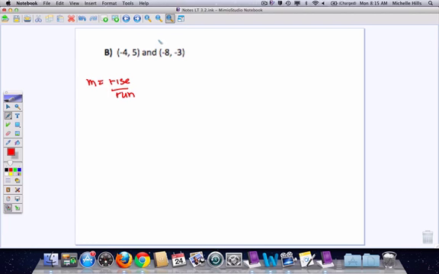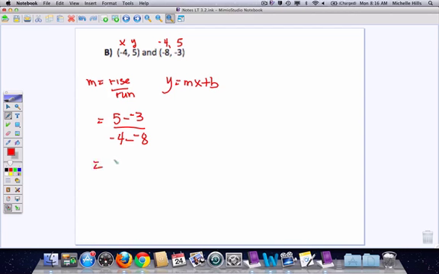I'm going to stack one point above the other point. It doesn't matter which point goes on top. And then I'm going to identify the x and the y that I'm going to use in the second part when I go to find my y-intercept. So the rise is the change in my y's, so 5 minus -3. The run is the change in my x's, -4 minus -8.